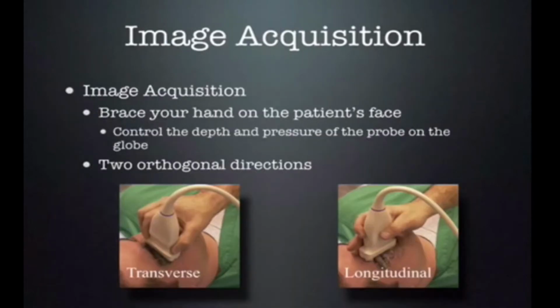In ultrasound, you generally look at things in two directions. It is difficult to look in the longitudinal or up and down direction using a linear probe, because the linear probe is often bigger than the orbital socket.